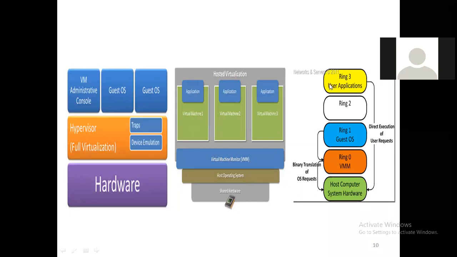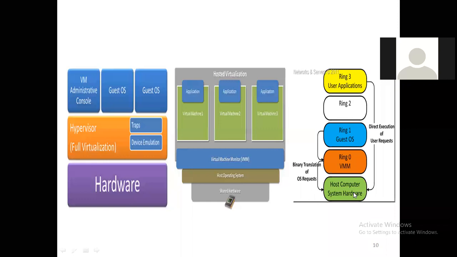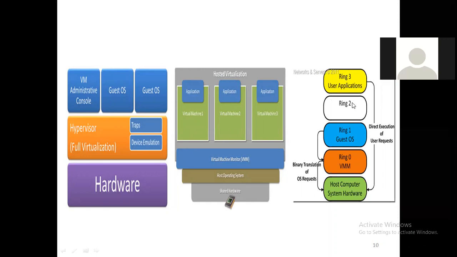Direct execution is for user applications, which will be executed on the hardware. Coming to binary translation, it will come from the guest operating system to the hardware. Here the virtual machine monitor traps those instructions, converts them to safe instructions and emulates them. We call that emulation. The virtual machine monitor emulates those instructions and sends them to the hardware. There they will be executed and the result will be given back. We call this full virtualization, guys.